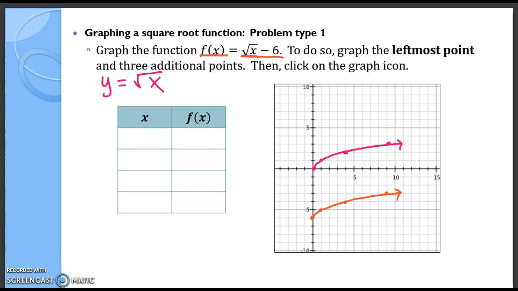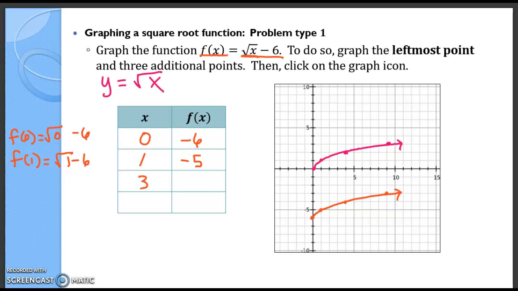Now, let's plug in points just to check. 0, and you could also do it this way originally. Plug in 0, we're going to get the square root of 0 minus 6, which is negative 6. That's where we have our point. Plug in 1, square root of 1 minus 6, that should be at negative 5. That's where we are, etc.